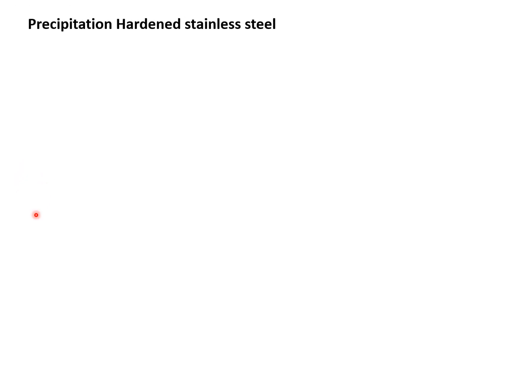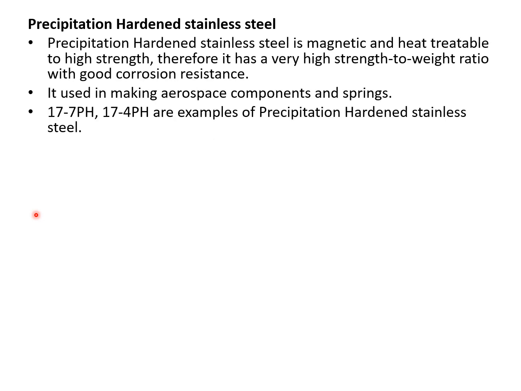So next is precipitation hardened stainless steel. Precipitation hardened stainless steel is magnetic in nature and heat treatable to high strength. Therefore, it has a very high strength to weight ratio with good corrosion resistance. It is used in aerospace components and springs. Examples are 17-7 PH, 17-4 PH, etc.